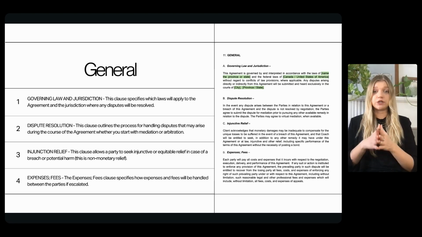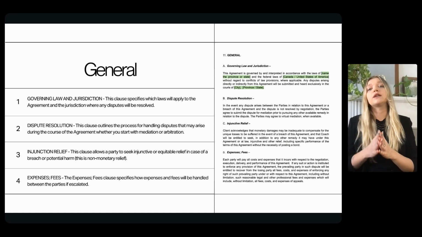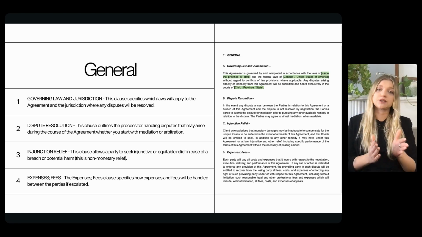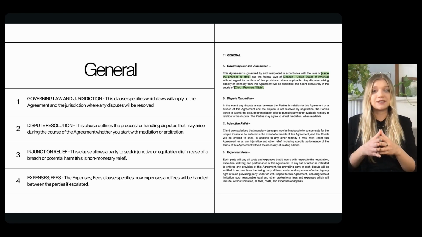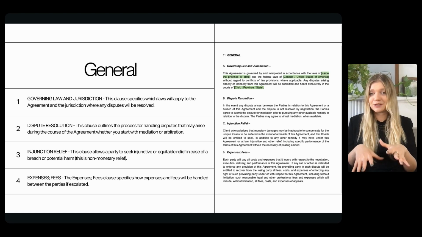So, governing law and jurisdiction. This specifies which laws will apply to the agreement and the jurisdiction where disputes will be resolved. For example, you're located in New York and your client is in Paris. You don't want to get sued under French law and have to go to court in Paris. So make sure this clause is in there. It would not be a fun vacation.